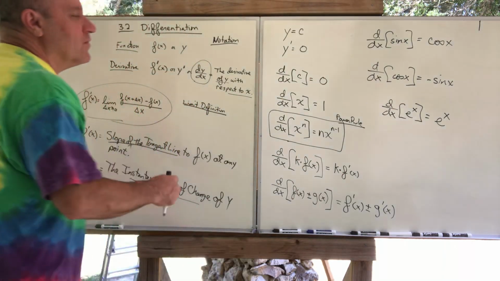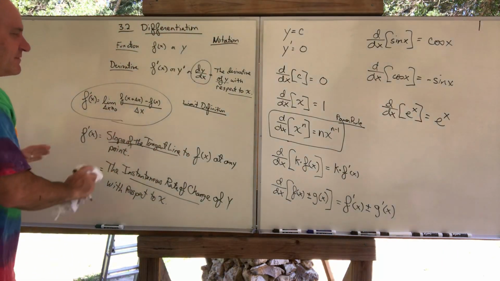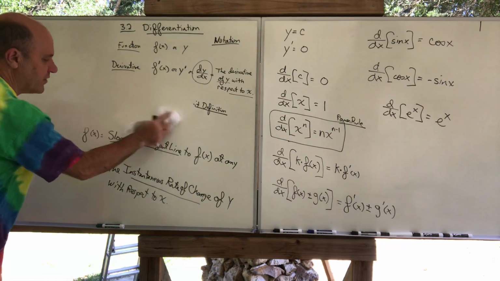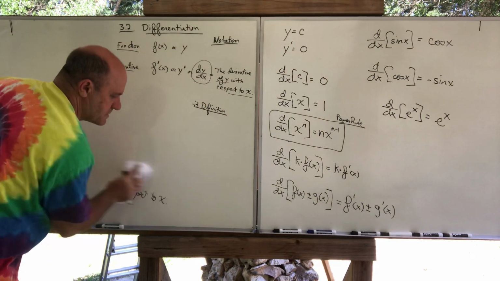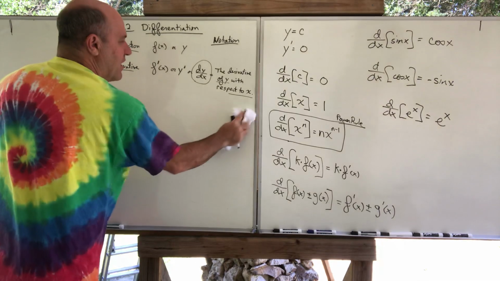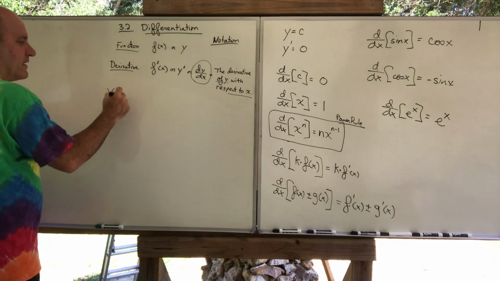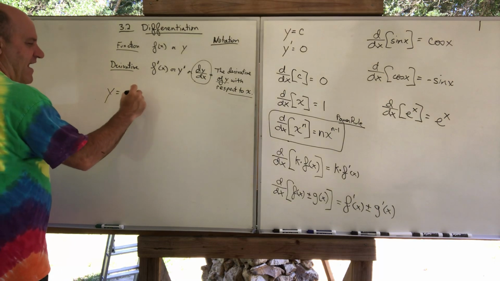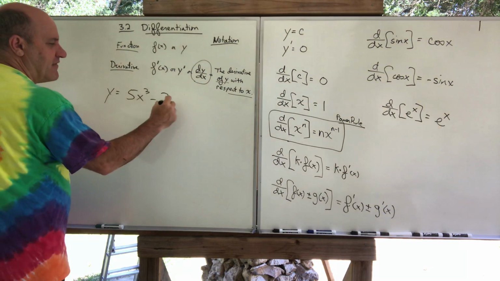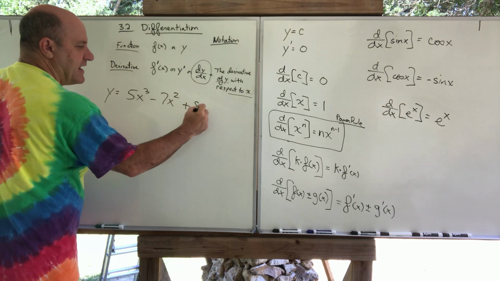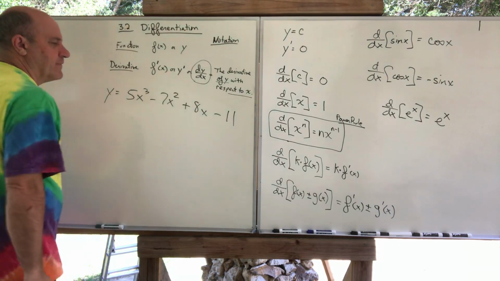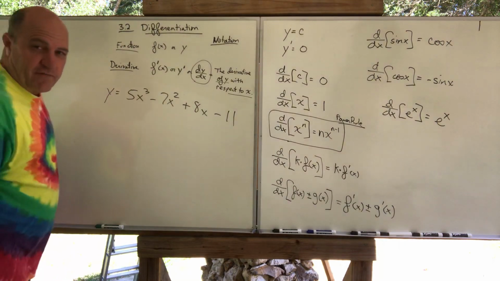All right, so let's do, well, I'm going to erase some of this stuff. I want to do one problem here for you, and I'm going to do it a little funny. Here's this function: y equals 5x cubed minus 7x squared plus 8x minus 11. And I want the derivative.